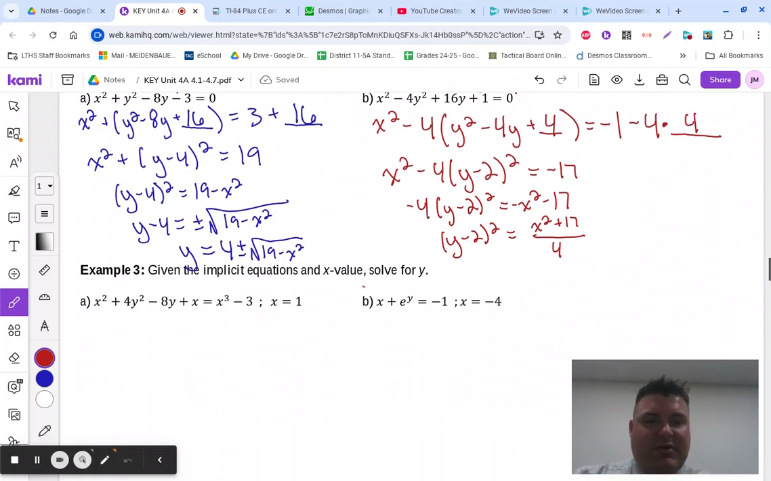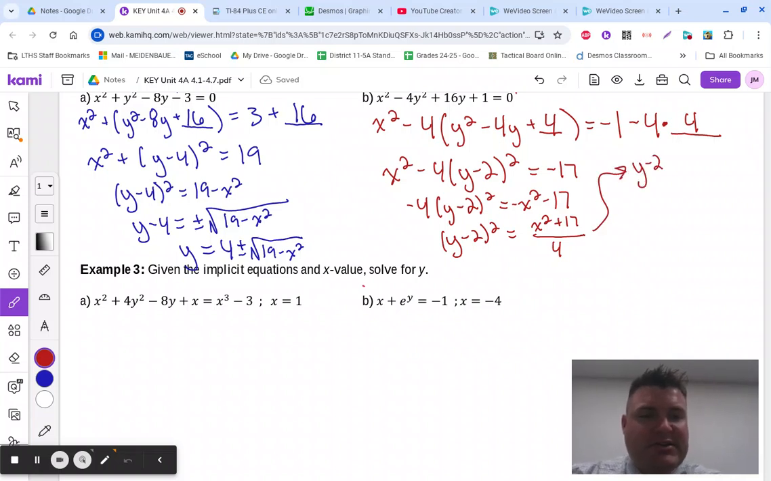And then I'm going to take the square root. I'm going to finish it up here in this little corner. Take the square root of both sides. So y minus 2 is going to equal plus and minus. Square root at the top is just x squared plus 17. If I do the square root of the bottom, it should be a 17. Square root of the bottom is going to be 2. And then so y equals 2 plus or minus root x squared plus 17 all over 2.